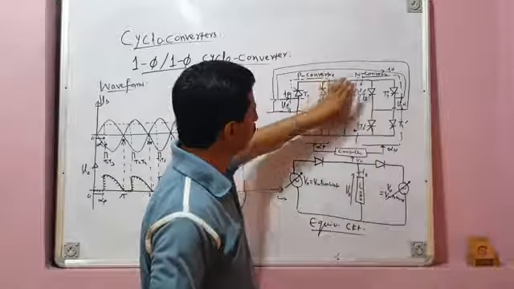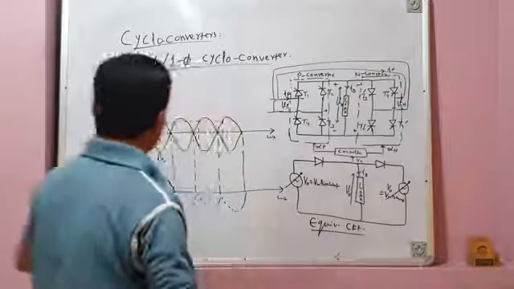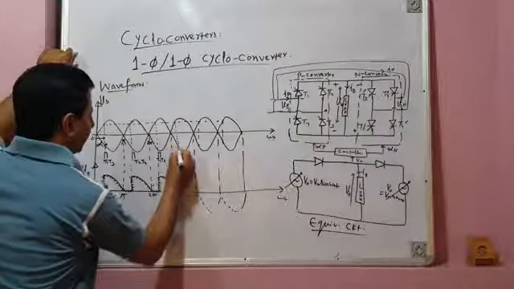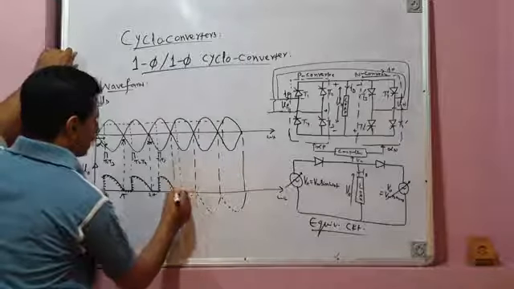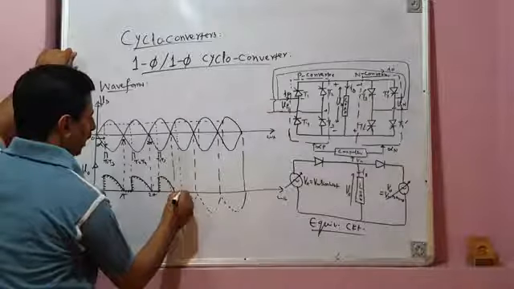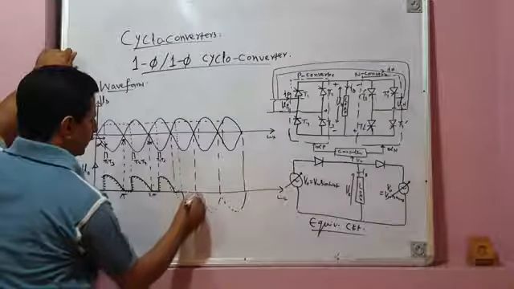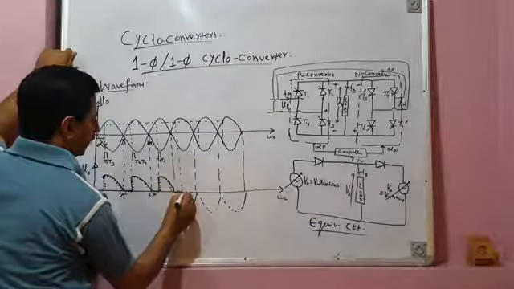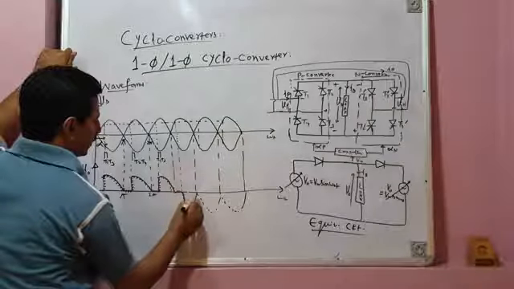So if this is positive voltage, this is negative voltage. Therefore, first firing takes place here. That means from this point to this point, load voltage is zero, and from this point onwards, the remaining segment of the negative half cycle of voltage appears across the load.